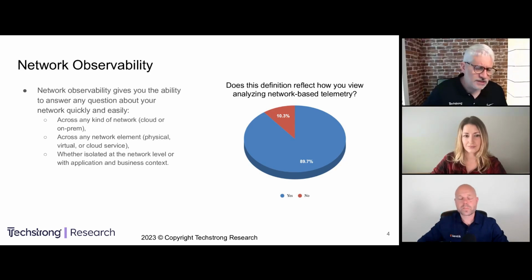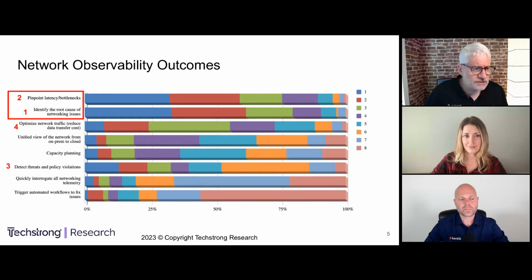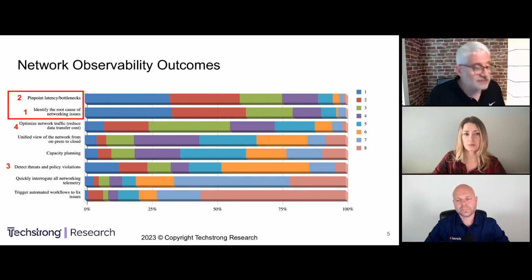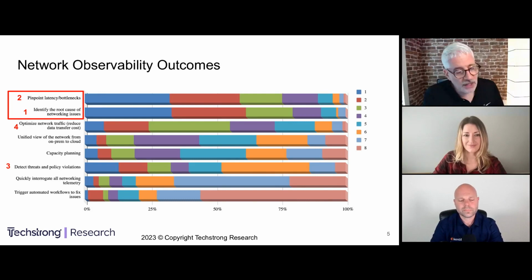But Ross, you did allude to the outcomes for what folks really want out of their observability experience. So we actually asked that question, right? We asked folks to rank a variety of different potential outcomes that they would get out of observability. And interestingly enough, it was the ops perspective that prevailed here, right? Identify the root cause of networking issues, pinpoint latency and bottlenecks, before we got to things like detect threats and policy violations. We haven't even touched on the security and the threat aspect of this yet. So let's table that for a minute or two and really talk about the ops piece of that.